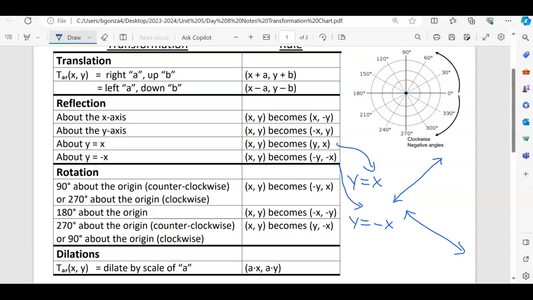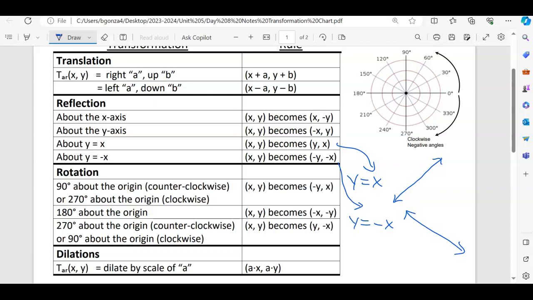Now, I want you to see the rule. All of your original points are x comma y. But look right here. X, y becomes something else. So for an x-axis reflection, who can tell me what changed? x, y becomes x, negative y. So what's the only change you see right here? The negative, right? That means you change the sign. Positives become negatives, and negatives become positives, okay? Only the y value changes.